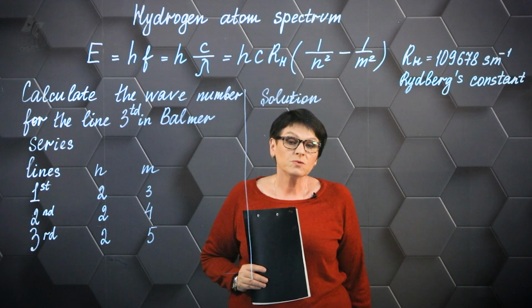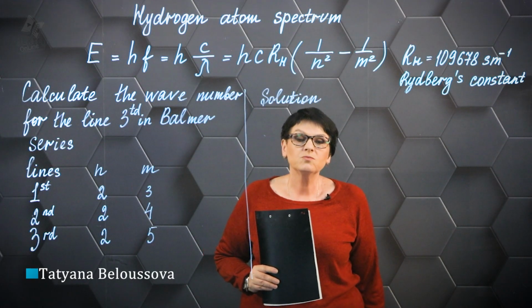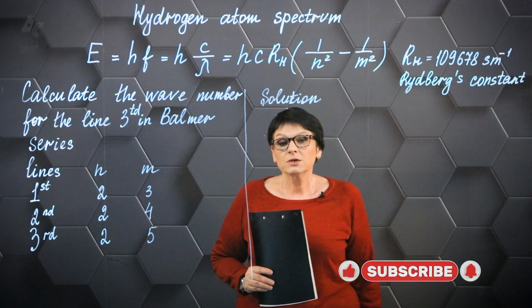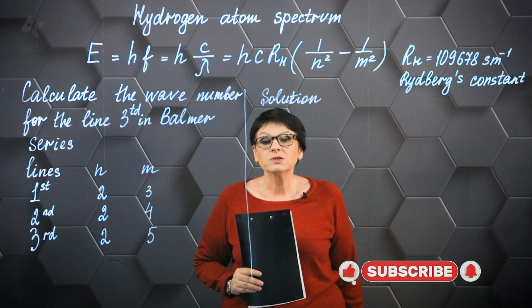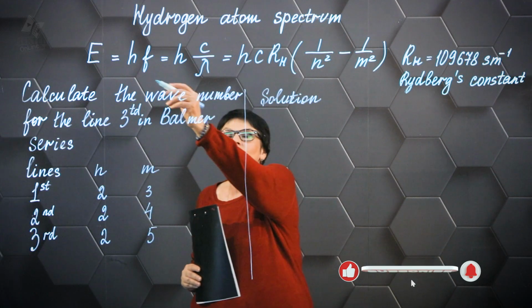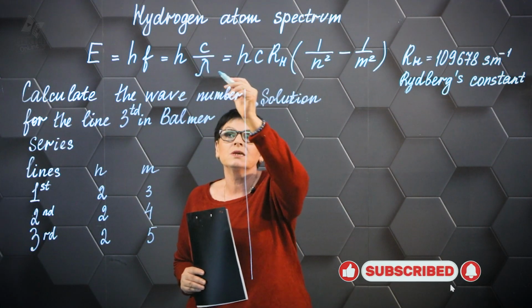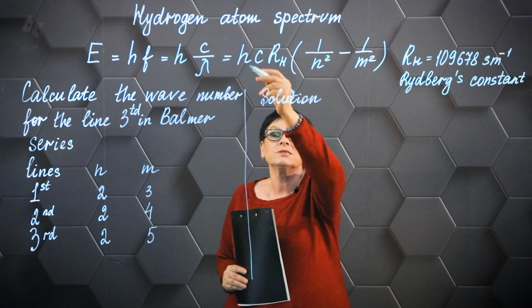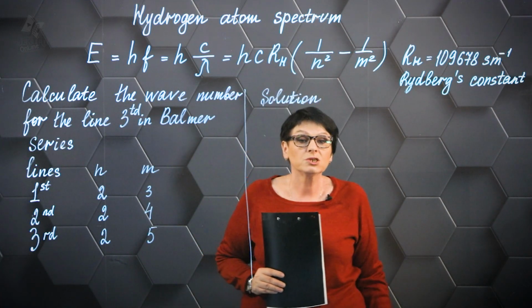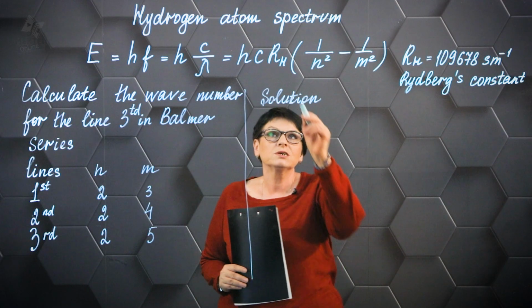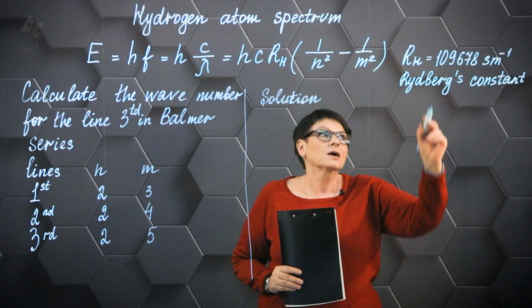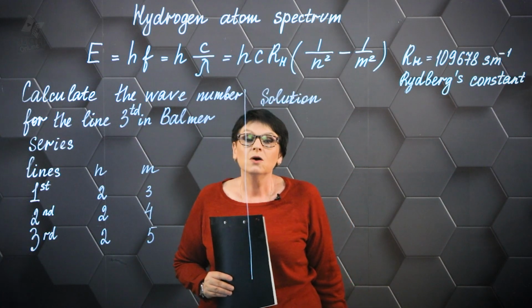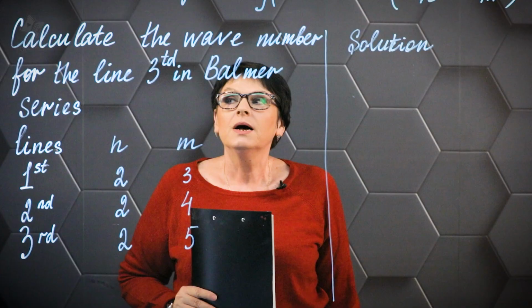Hello everyone! Today we have an interesting task at hand that involves solving a problem using the emission spectrum of the hydrogen atom. To successfully tackle this problem, we need to be familiar with a formula that calculates the energy. This formula includes the Planck constant, the speed of light, and the wavelength. Additionally, there is an extended formula that we require for this specific problem involving the Rydberg constant. It's essential to remember this value for later use.